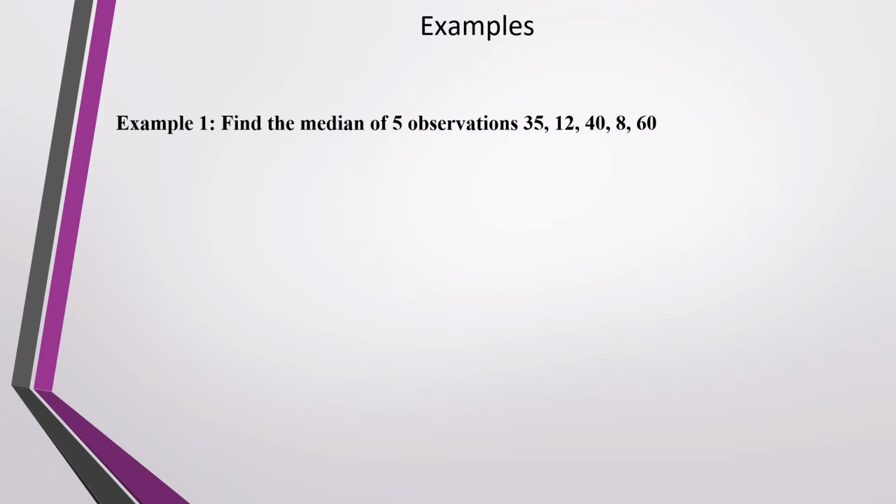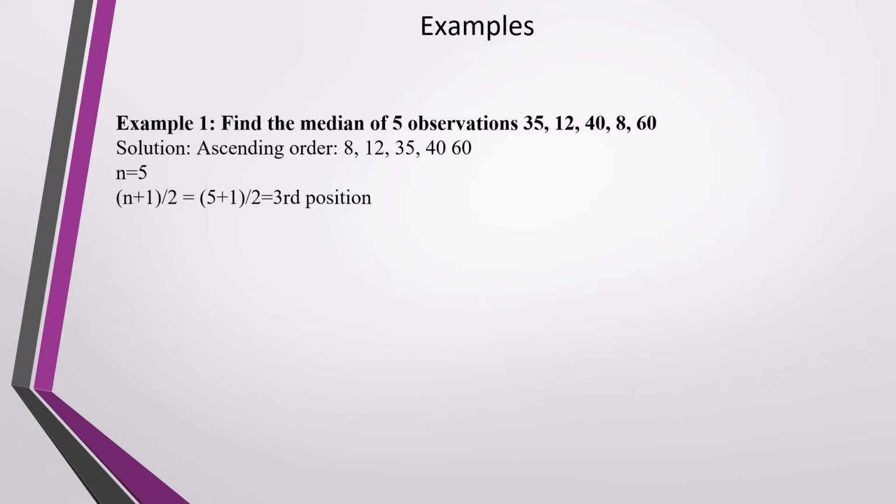First, find the median of the observations. Now, 5 observations are given. First, we arrange them in ascending order. After arranging, here n is 5. So, we can get the middle position by calculating (n plus 1) by 2, that is 6 by 2, that is the third position. So, here we can see the first, second and third position. In the third position, there is 35. Hence, the median is 35.